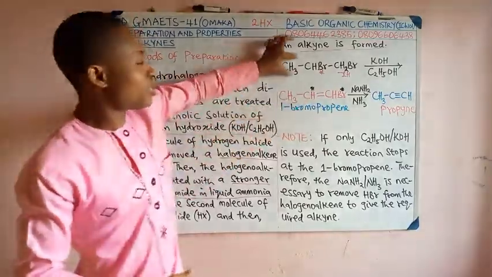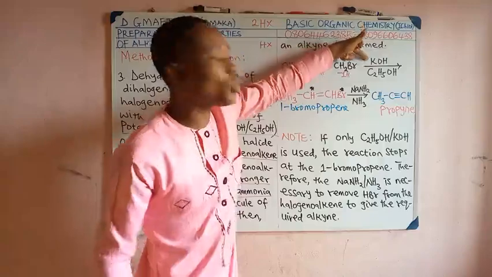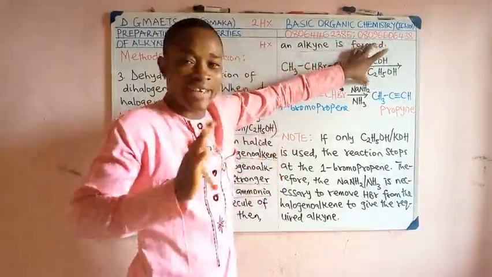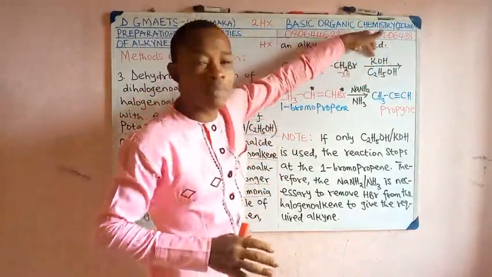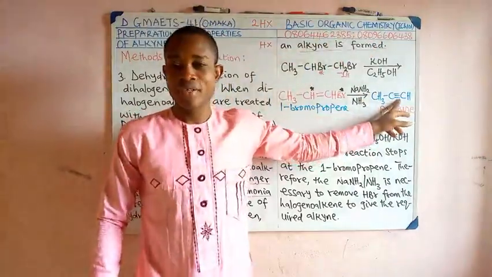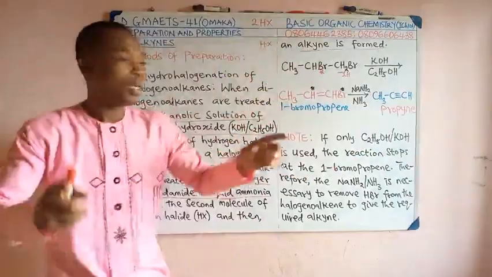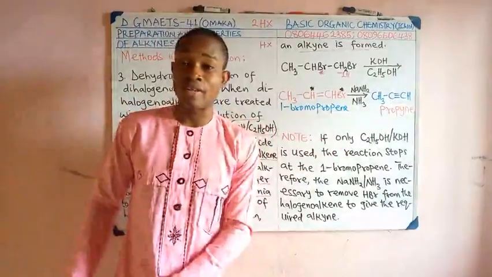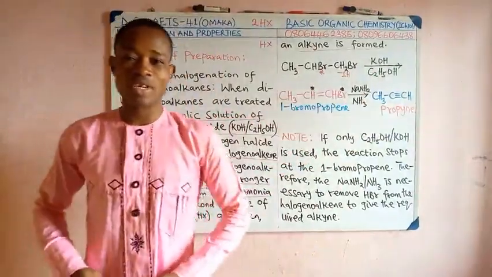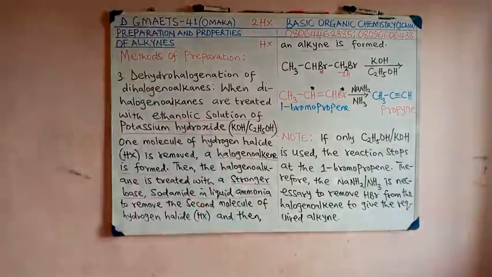But what if this reactant is given and then the reagent you have here is sodamide in liquid ammonia? That is, you didn't see anything like potassium hydroxide in ethanol again. You only saw sodamide in liquid ammonia here. Then your product you're going to get is directly the alkyne. Because it simply means that 2 molecules of hydrogen halide will be removed. Alright, and then you get your alkyne directly because of the use of this stronger base directly. In the next video, we're going to consider the preparation of alkynes from sodium alkylate.